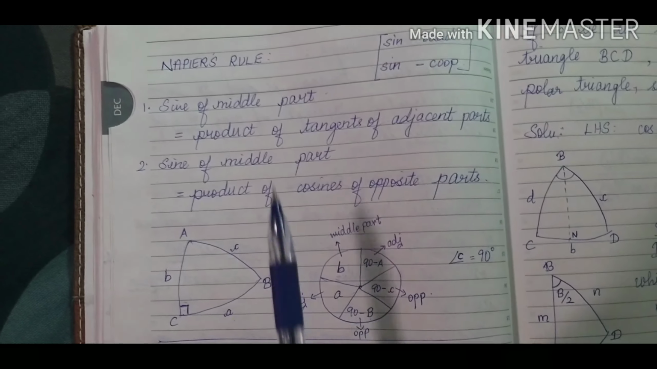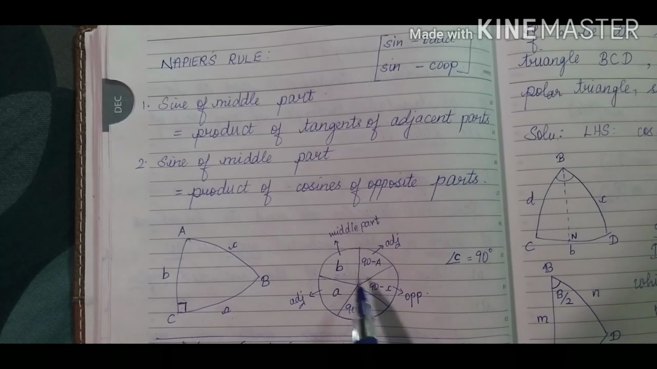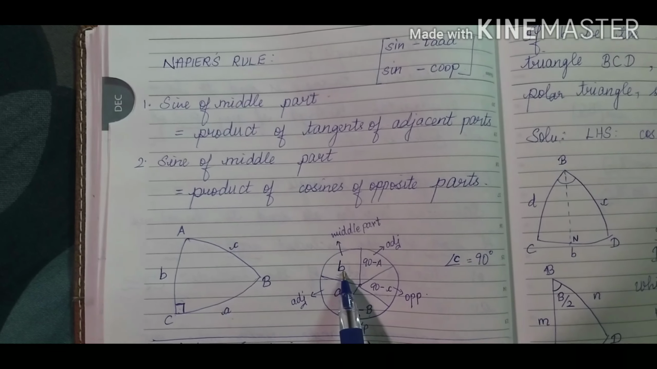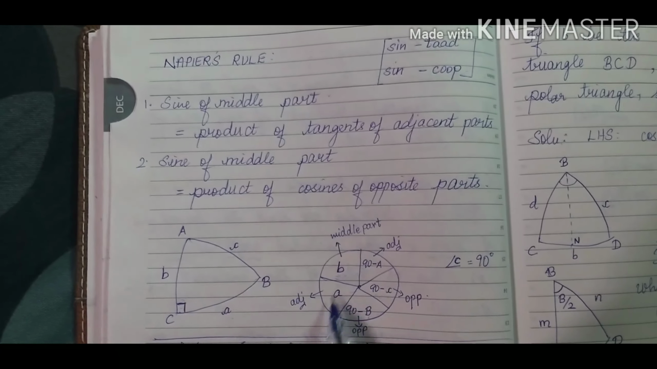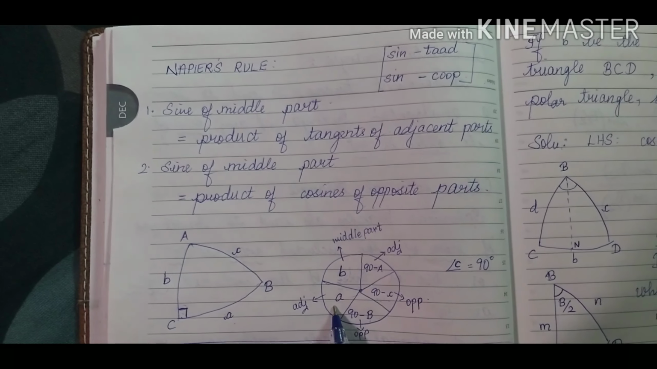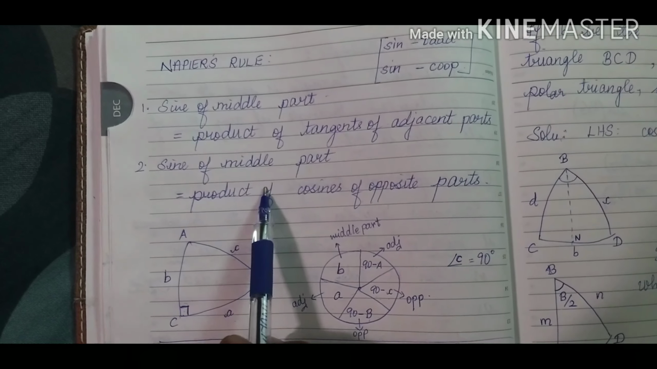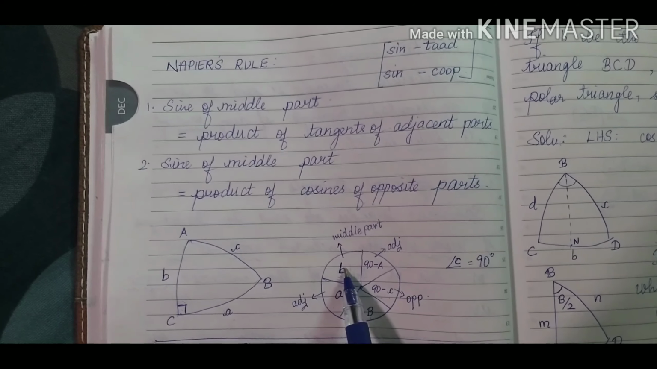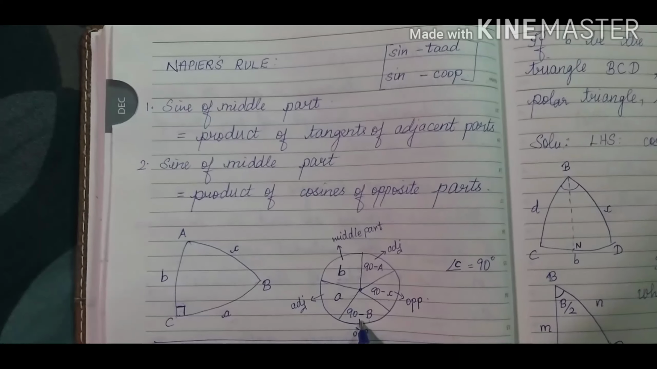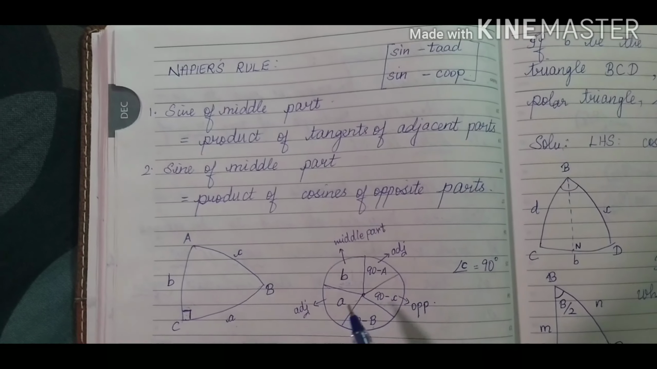So for example, if I am applying this first rule here, I'll have sine b equal to product of tangents of adjacent parts. So these are the adjacent parts. So sine b is equal to tan(90 minus A) into tan a. Similarly, if I apply the second rule, I will get sine b is equal to cos(90 minus c) into cos(90 minus B). So this is how we should apply Napier's rule.